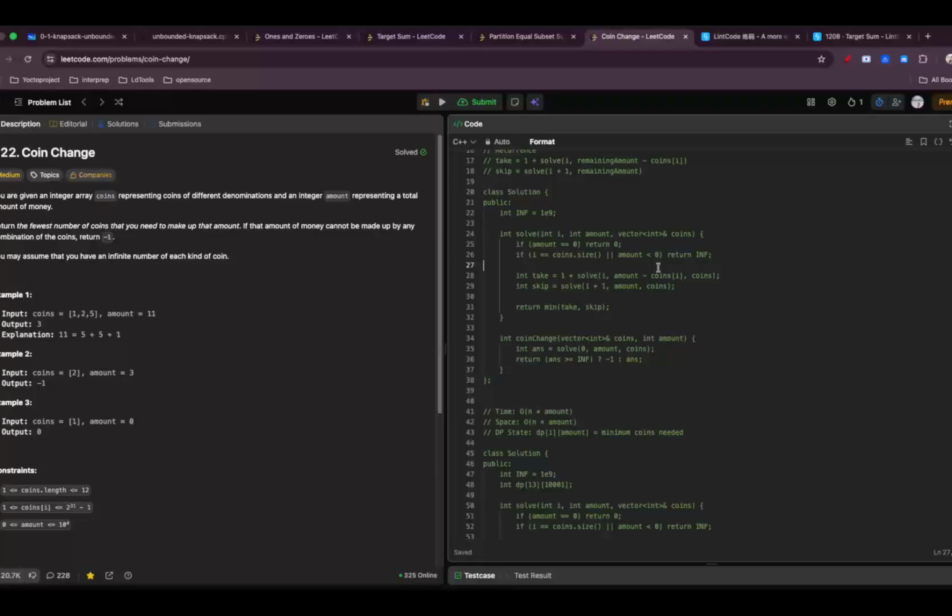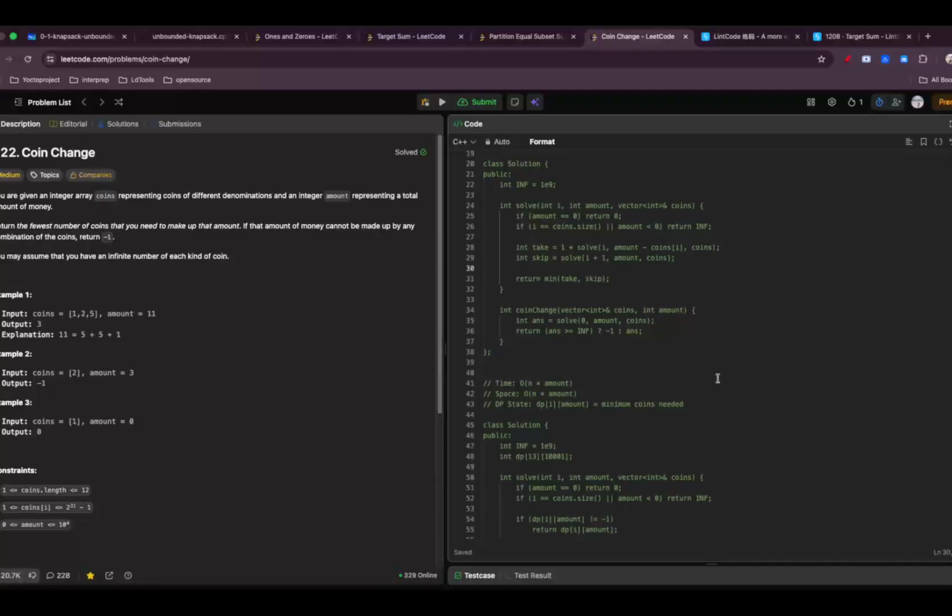Ma'am, you have taken the minimum of take and not take, but I've taken the maximum. Why did I take maximum? I looked at the part from the previous question and got confused. You're supposed to take the minimum of the coins, right? Yes, return the fewest number of coins. Fine, and then that should work.